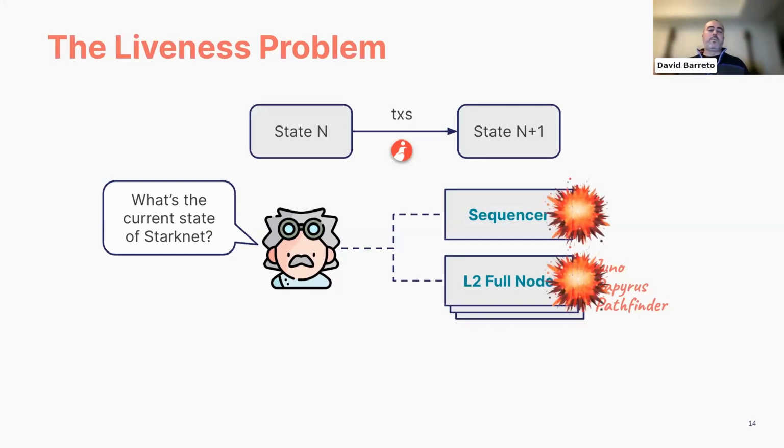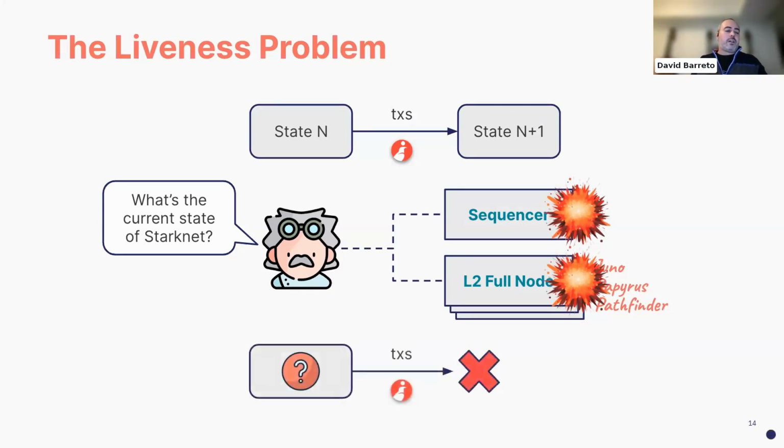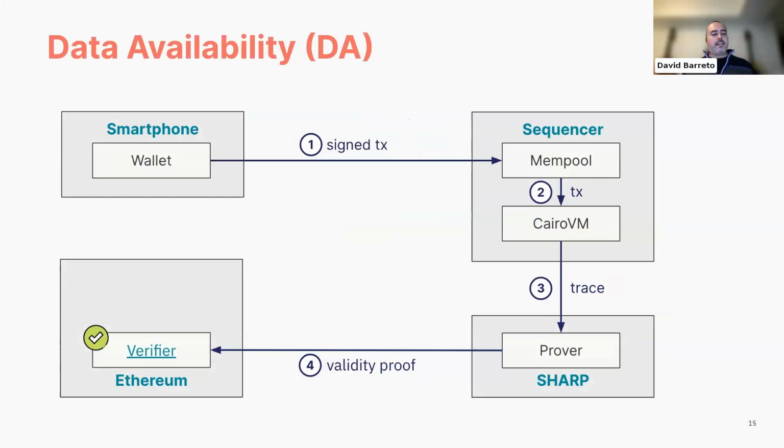But the question is, what happens if for some reason the sequencer and all the full nodes stop responding to your request? Like they get destroyed and there's no choice about the state of the network. If that ever happens, which is very unlikely, then the network will get stuck. You will know the transaction will be able to be received, but you cannot move to the state N plus 1 because you wouldn't know what state N is. So the network is stuck.